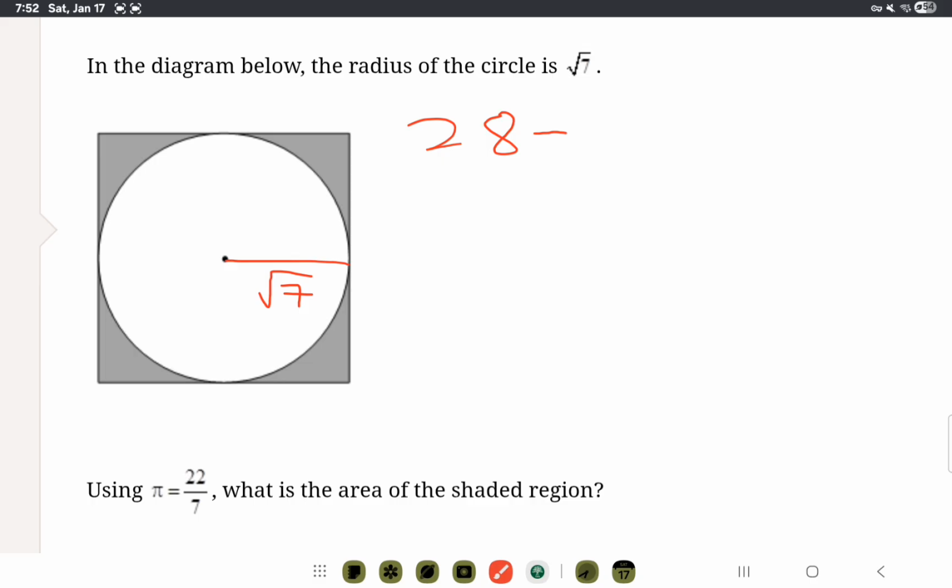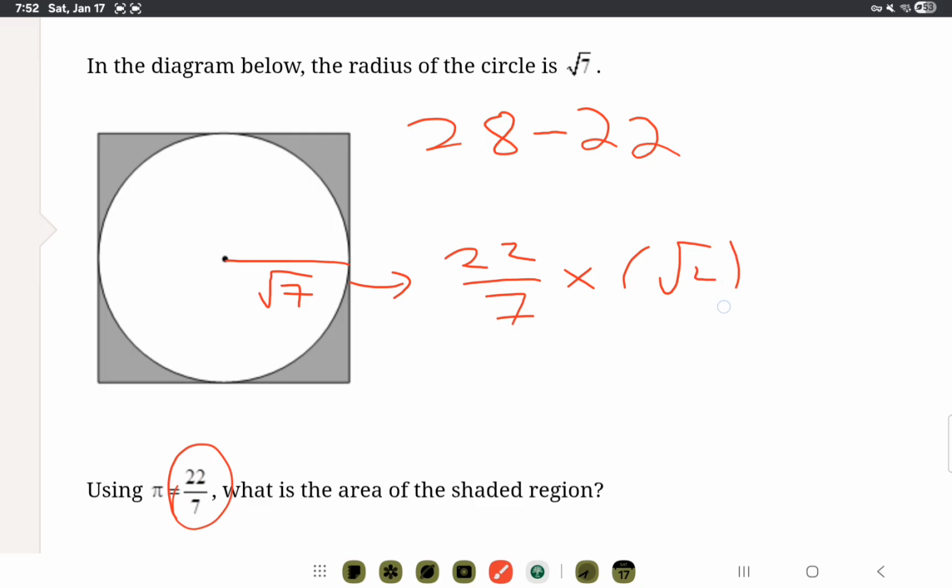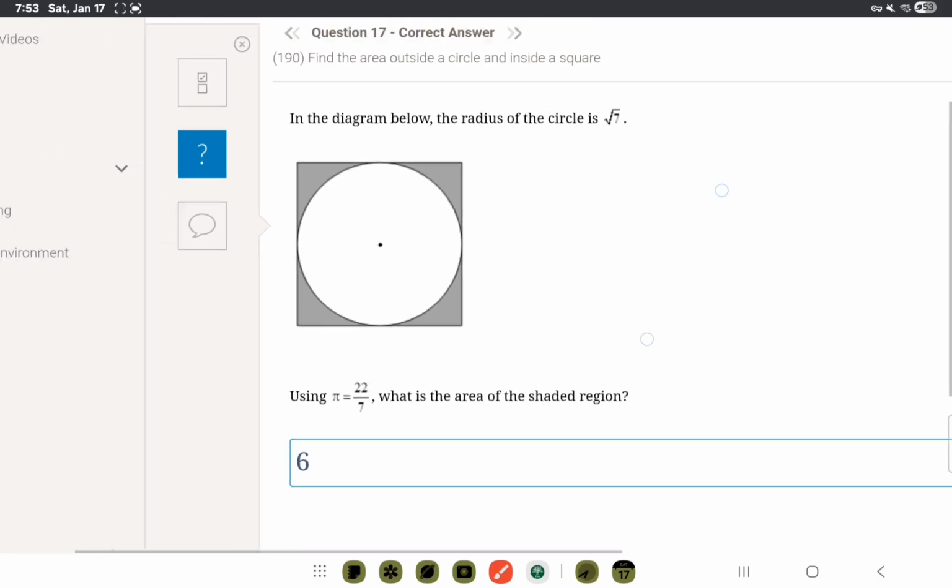By the way, instead of pi we use this: 22 over 7. So we get 28 minus 22 over 7 times 7. I keep writing 2. Okay, so it's going to be 6. That's it.